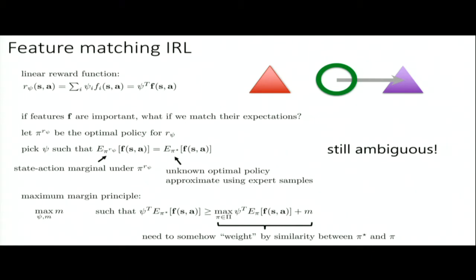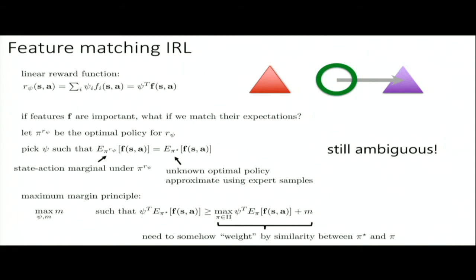You need to somehow weight the right side of this inequality by the similarity between pi star and pi. So you want to say, well, I want to maximize the margin, but it's much more important to maximize the margin against policies that look different from the expert's policy pi star. So you want to find a reward function under which the expert's policy looks better than all the other policies, but only better than the policies that are actually different from the expert, because obviously there's going to be some policy that is exactly the expert's policy, and it's going to have exactly the same reward.